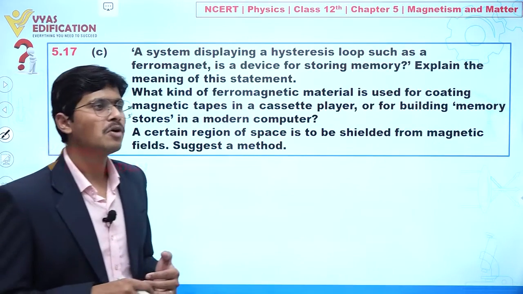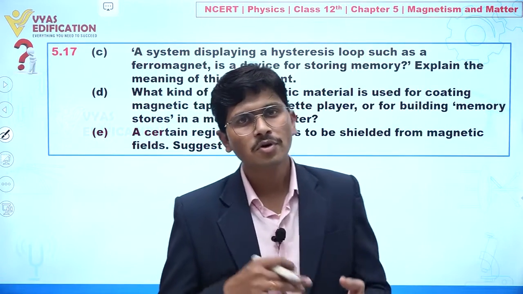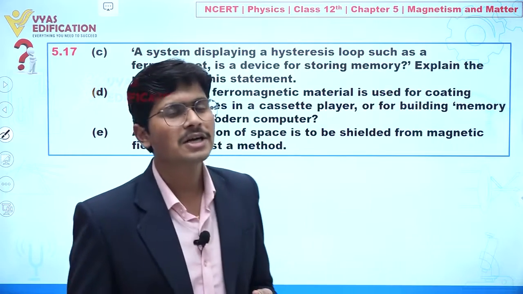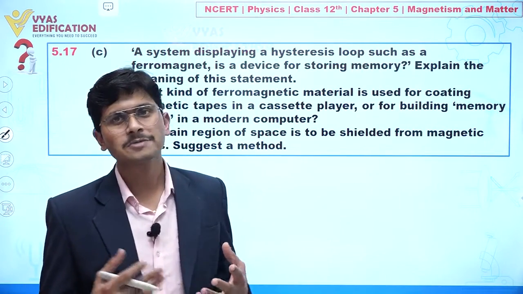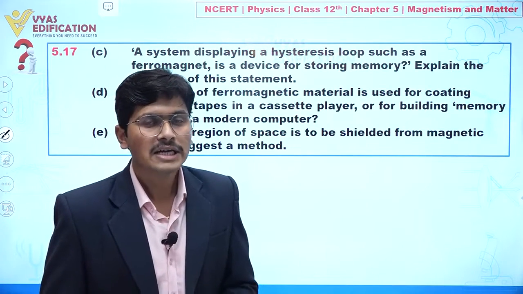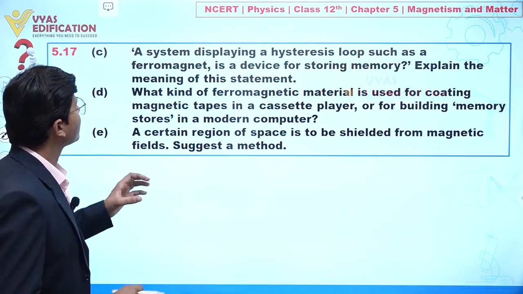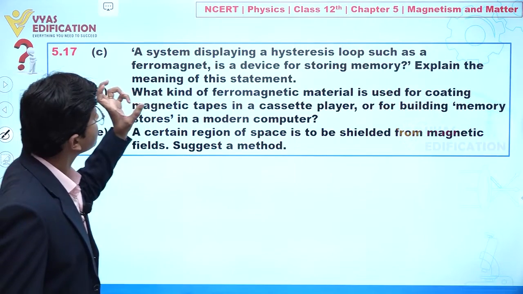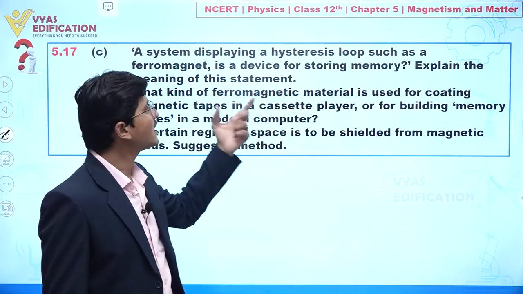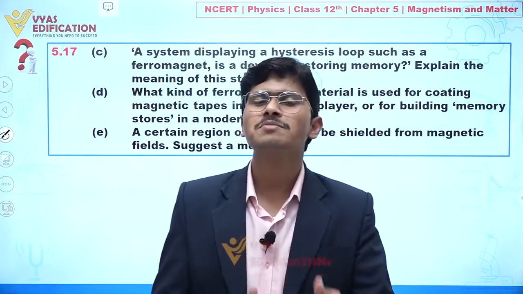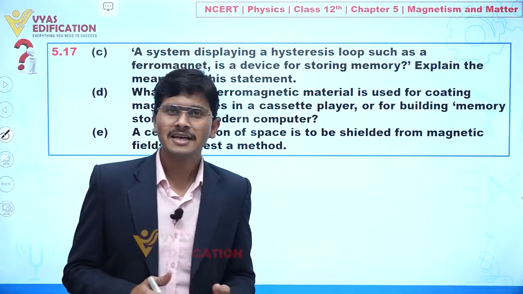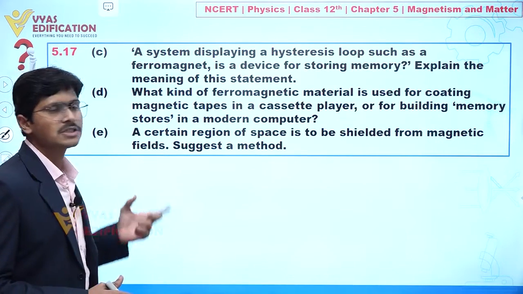So we can say, the more the number of times this cycle is repeated, the less value of magnetic field we will find corresponding to that magnetizing field, clear? So it means this system of hysteresis loop we can utilize as a storing memory, and it can represent the number of times this magnetic cycle is completed, clear? So this is the meaning of this statement.